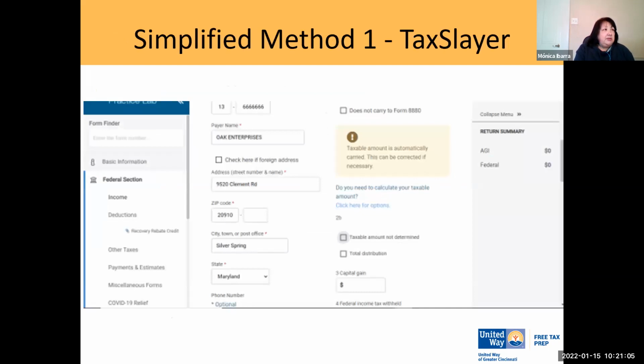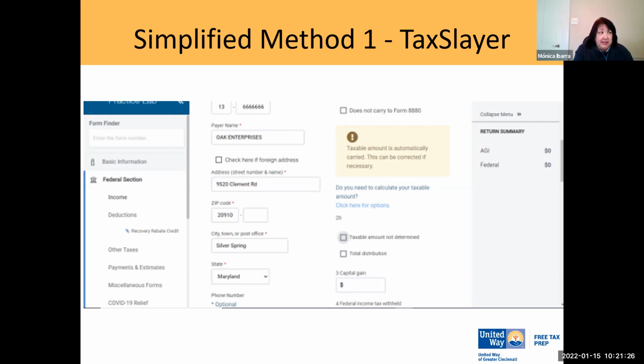If you go to the simplified method, is that clear? What it will do is ask you for all that information. Oh, here we go. This is just to show you where you go in order to calculate the amount for the simplified method.